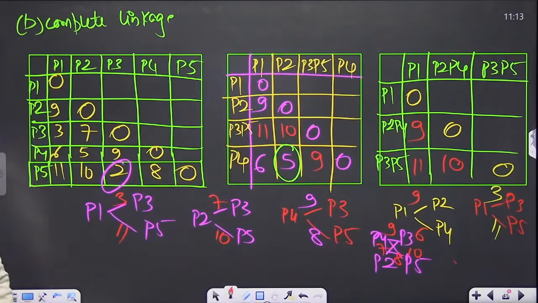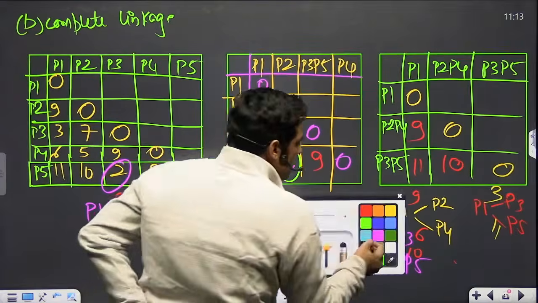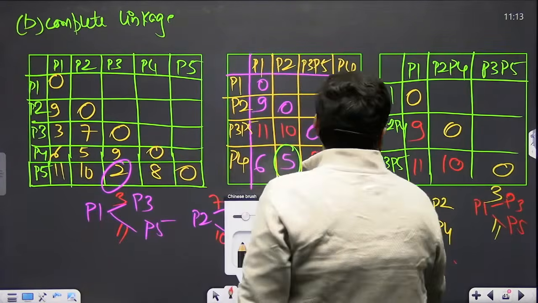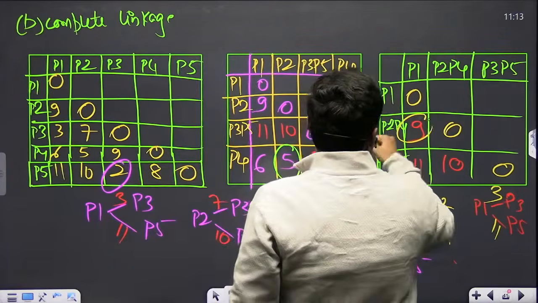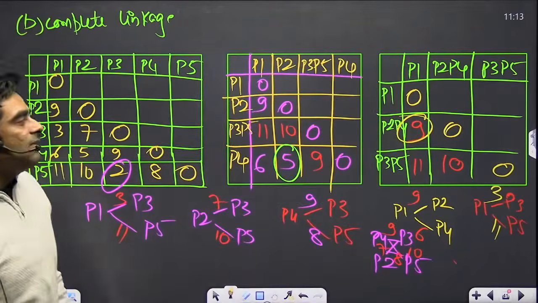So this is how I have to proceed with the complete linkage. Now look here: what is the least among all these things? The least one is 9.